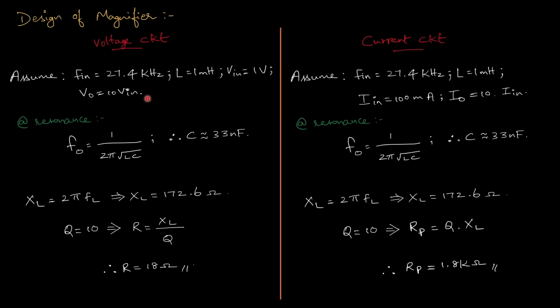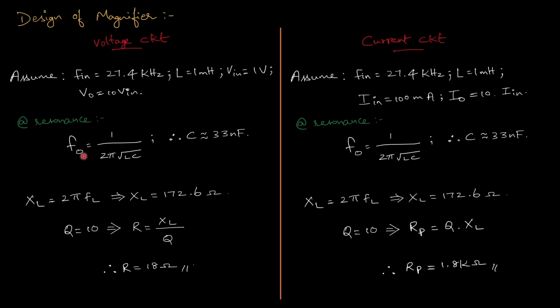Let's now design both circuits using exactly the same specification. Here, the Fn is kept as 27.4 kHz while L is equal to 1 millihenry and our input is 1 volt, and we need the output voltage to be 10 times of Vin. Similarly, for the current circuit, the Fn is kept as 27.4 kHz and L is kept as 1 millihenry and the input current is equal to 100 milliamps. So we need the current output of 10 times the input current. This means that we want 10 times the voltage magnification and 10 times the current magnification, which means that the quality factor is equal to 10.